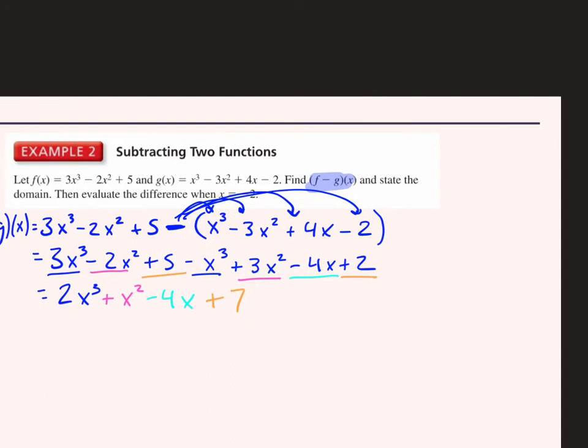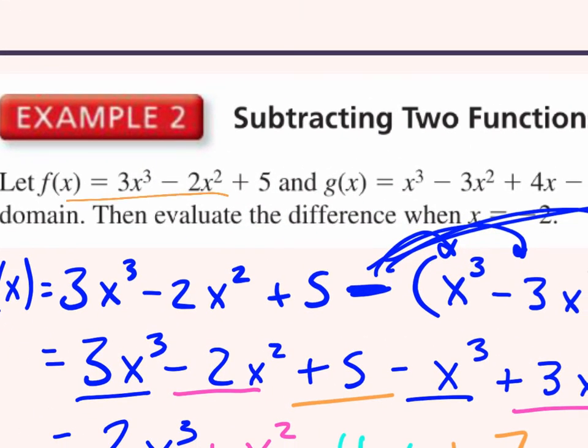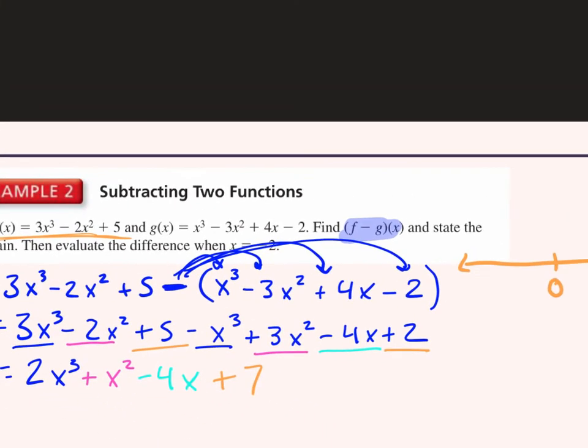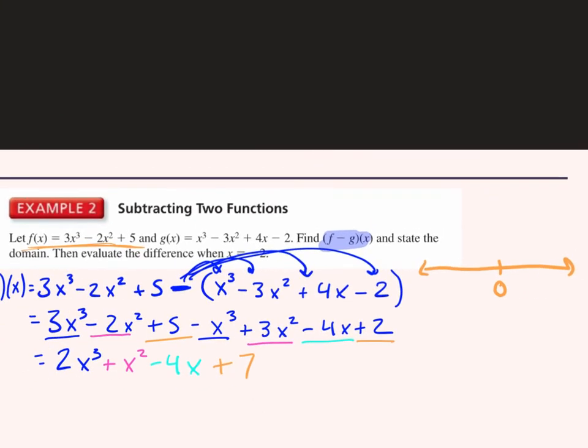Next we have to find the domain. So I'm going to make my number line. Is there anything in my f of x function that I cannot plug in here? No. So my domain for f of x is all real numbers. So it's everything on the number line. And then what about for g of x? Anything I cannot plug in here? Nope. So I have all real numbers again for g of x.